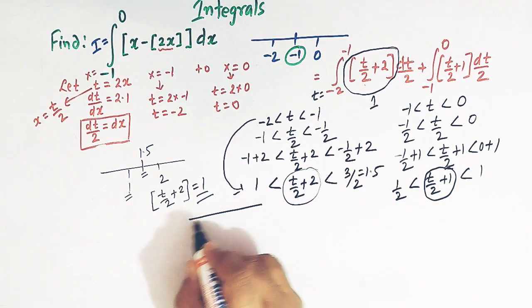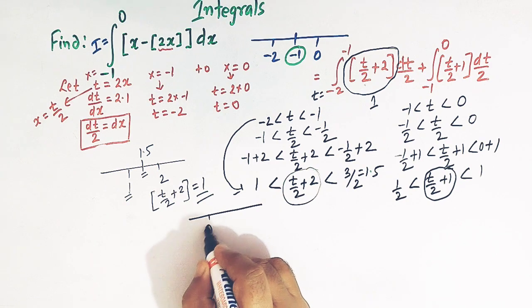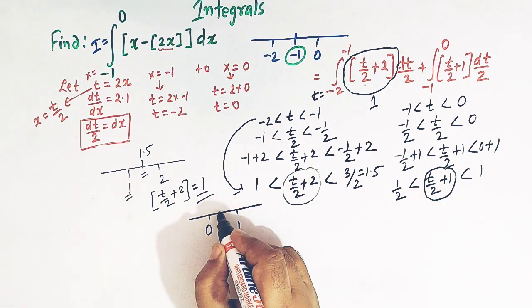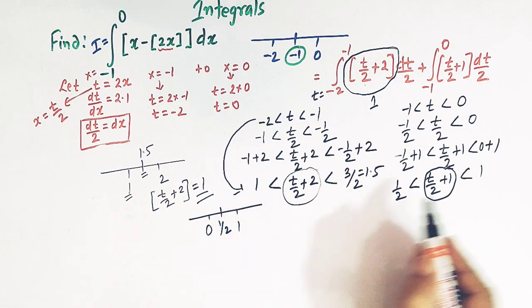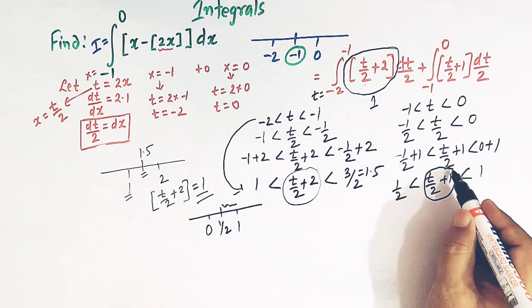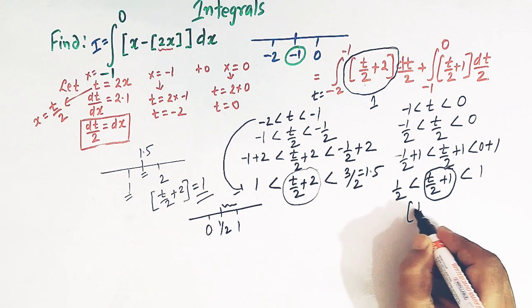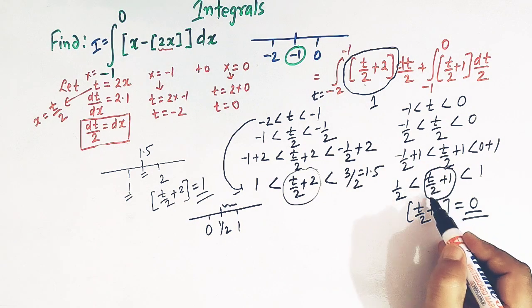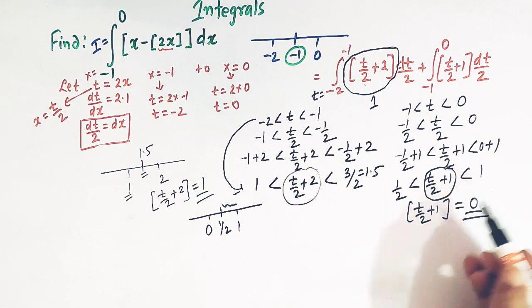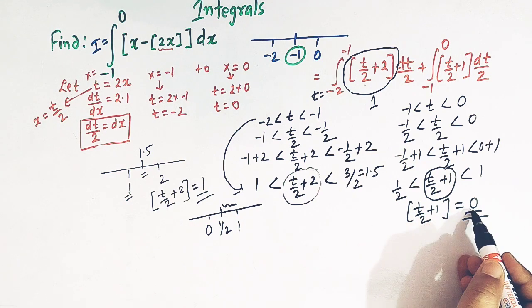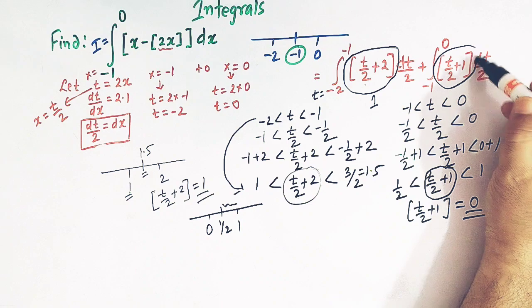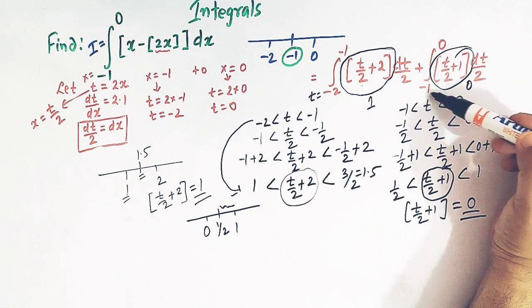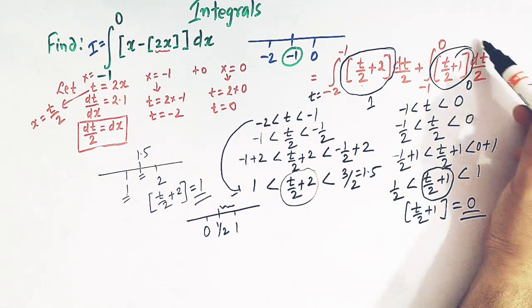So if we have this number line, then here we have 0 and here we have 1, and t over 2 plus 1 lies between half and 1. So the greatest integer of t over 2 plus 1 should be equal to 0. So when t over 2 plus 1 lies between half and 1, then the greatest integer of t over 2 plus 1 is 0. So we can now see that this integral disappears. The value of this integral becomes 0.